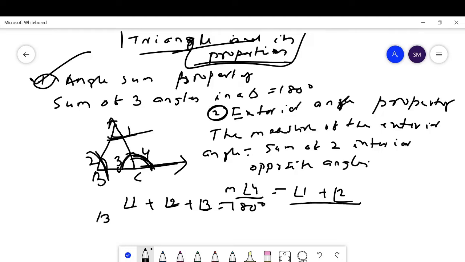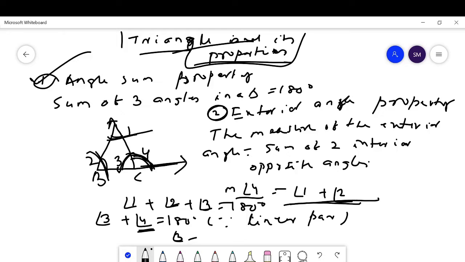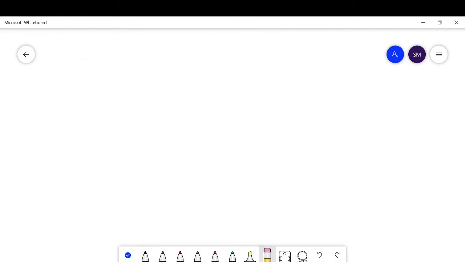Here angle 3 plus angle 4 is equal to 180 degrees since they are a linear pair. Then in place of angle 4 we can write angle 1 plus angle 2. Here we get angle 3 plus angle 1 plus angle 2 is equal to 180 degrees. Hence proved.